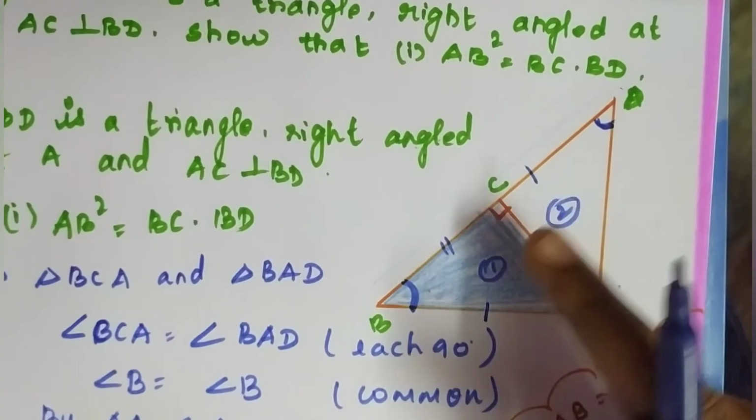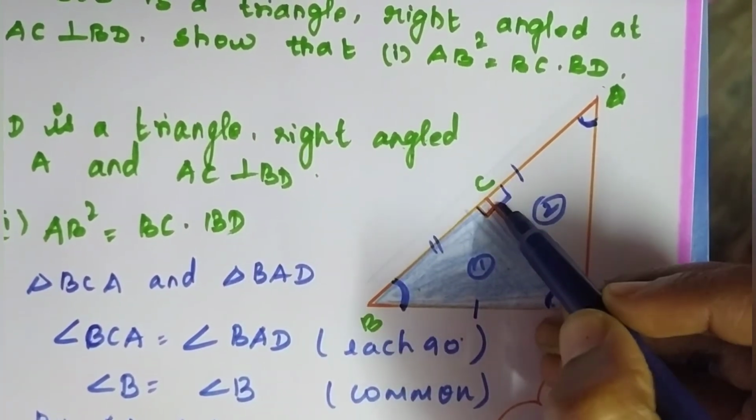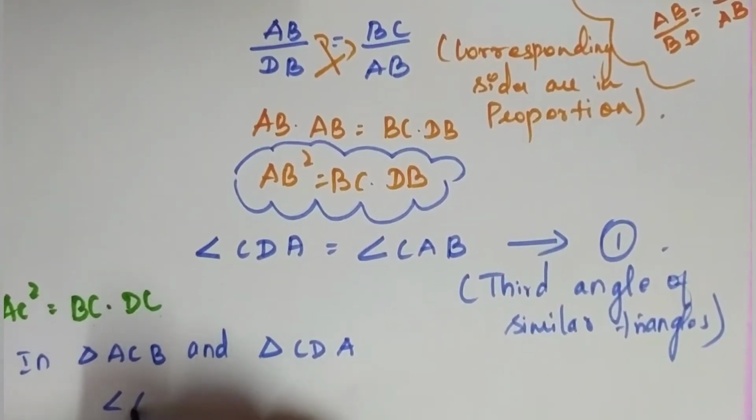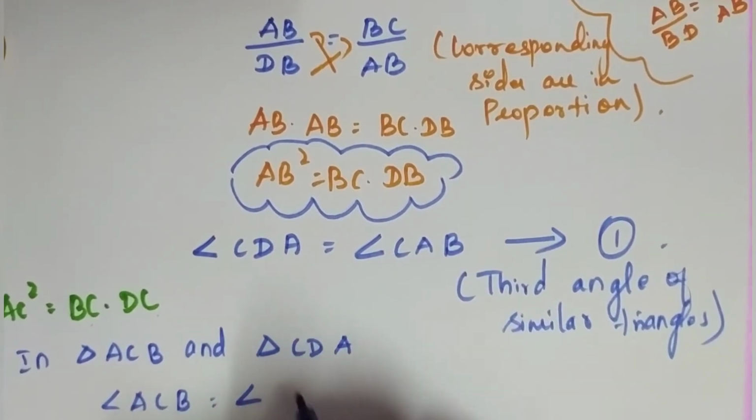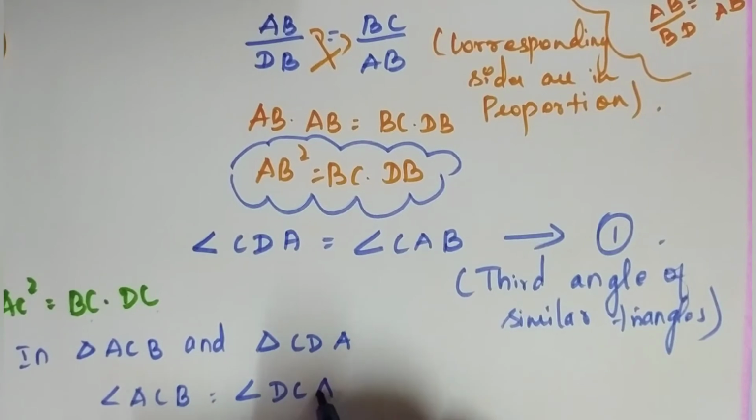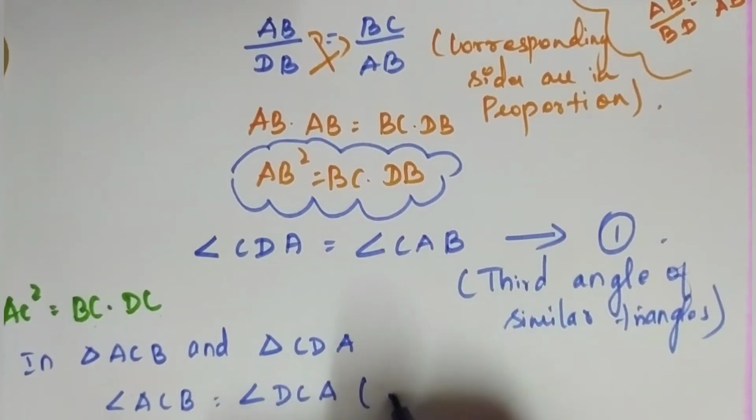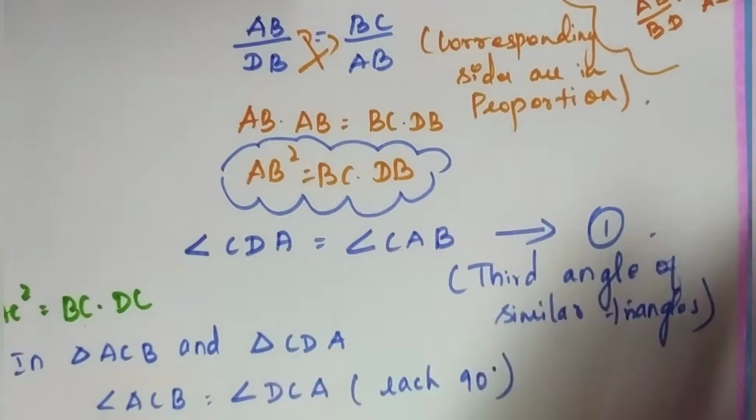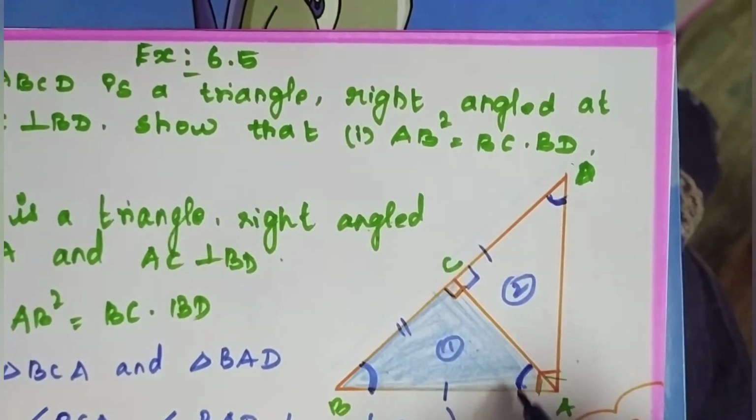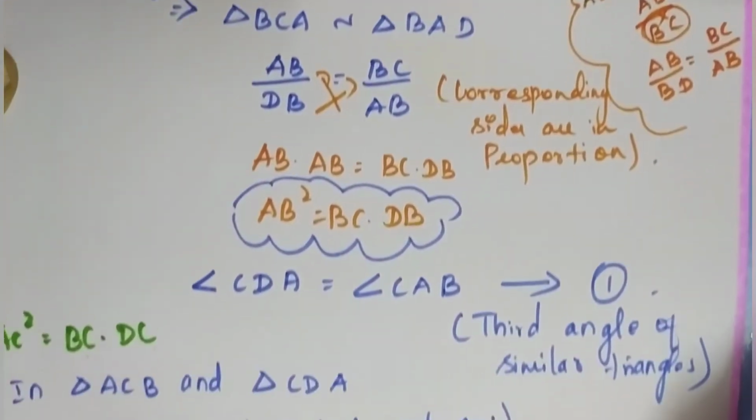In these two triangles, which one is equal? This is 90 degree, meaning this angle is 90 degree. So angle ACB is equal to angle BCA. Change it. Okay, CC, each 90 degree. And one more thing is, in these two triangles, this angle is equal to this angle. We know that by the first one.